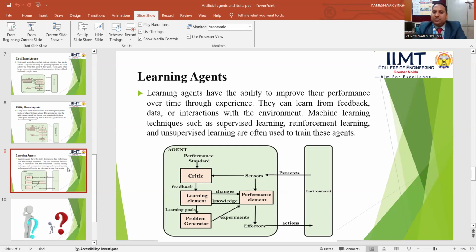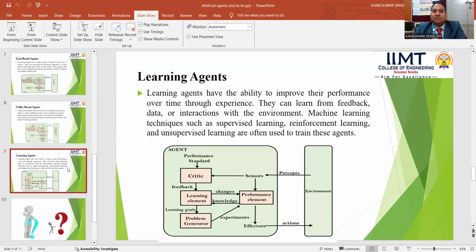The problem generator suggests to the performance element what it can do at the right times. These performance elements are suggested by the problem generators, and after that the learning agent learns from the past. The problem generator generates the problems and gets the best solutions for these situations. After that, the effector performs the action in the environment.